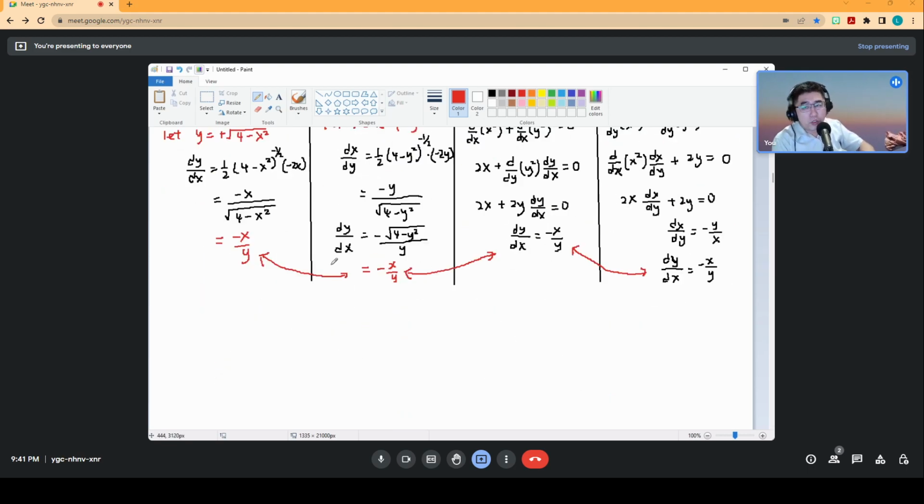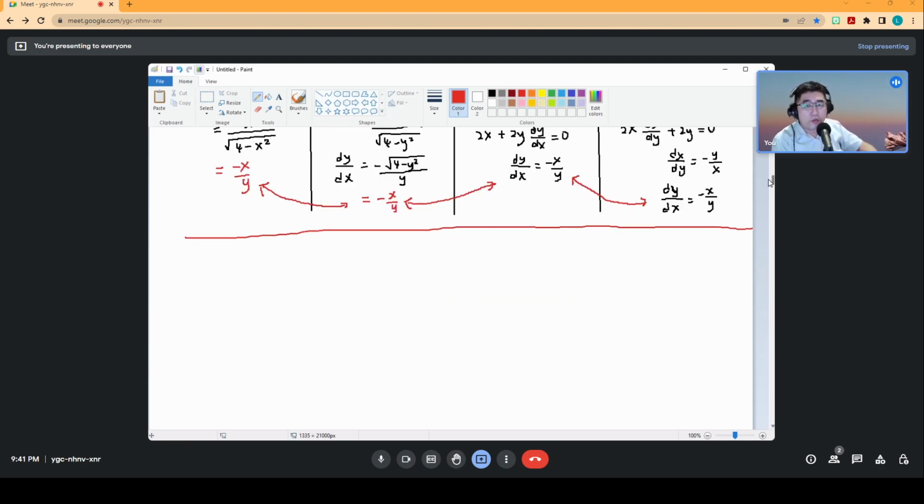Okay, so the example above demonstrates what exactly implicit differentiation is. Implicit differentiation can get very difficult. Of course, you have the simple one. You can have implicit with the product rule, implicit with the quotient rule, and implicit with the chain rule. Okay, so let's look at some examples.